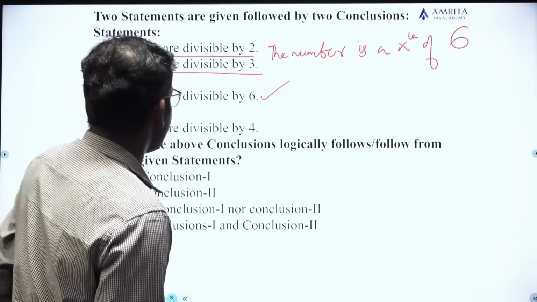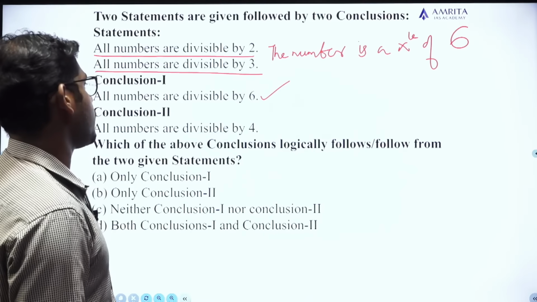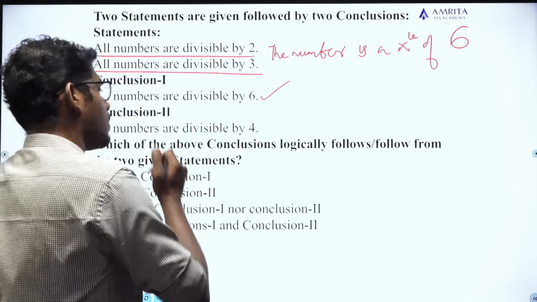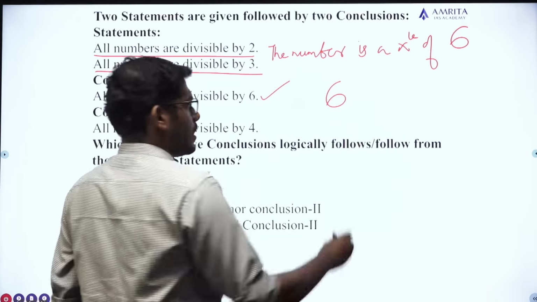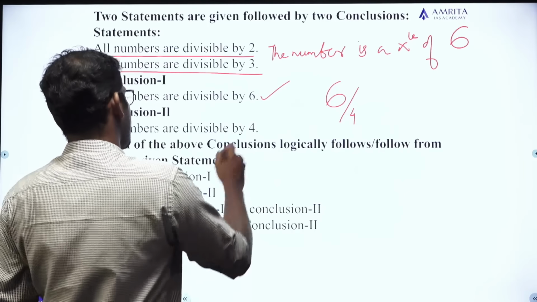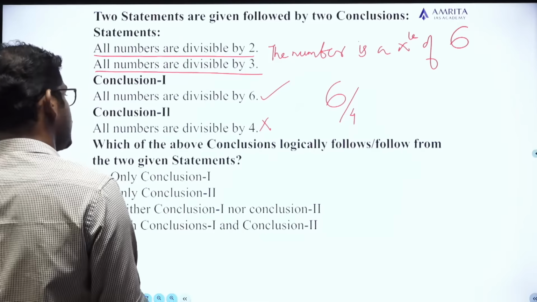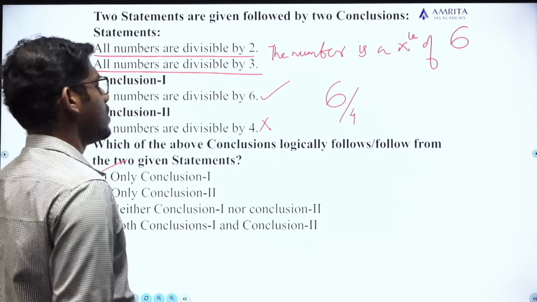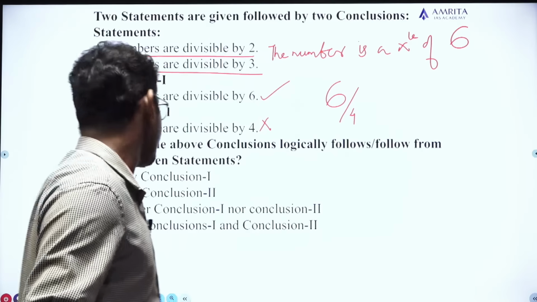All numbers are divisible by 4. Can we say that all the numbers which are multiples of 6 are divisible by 4? No. Let's take the first number, 6 itself. Is 6 perfectly divisible by 4? No, it is not possible. So we cannot say that all numbers are divisible by 4. So the answer for this question is only conclusion 1 follows. The answer is option A. Clear? Simple question. Moving to the next one.